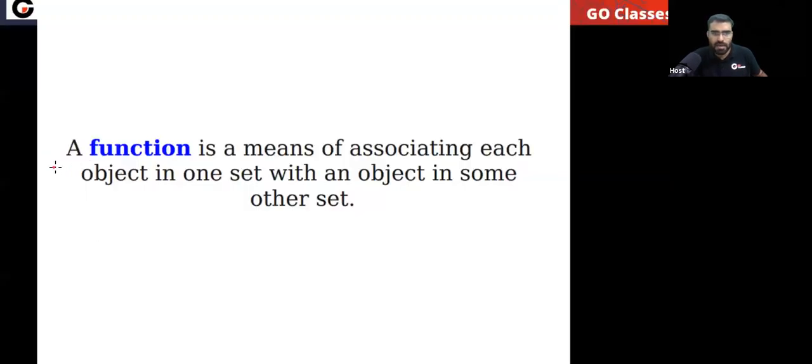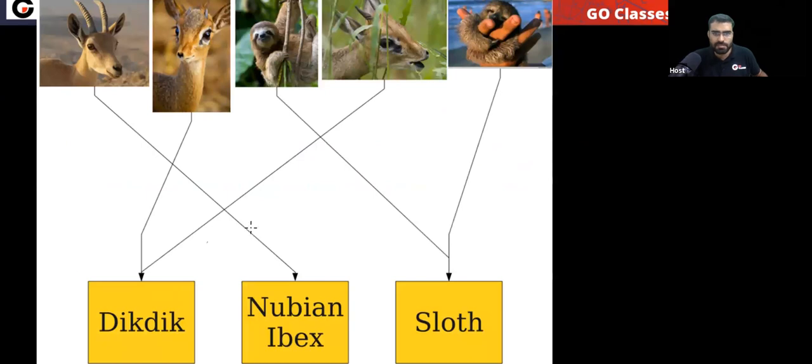So this is the definition of function. You can see a function is basically just a mapping. It will associate every element of domain to a unique element of codomain. Is this a function? This is from domain to codomain. In your domain you have 5 elements. In your codomain you have 3 elements. Is this a function? Please tell me.